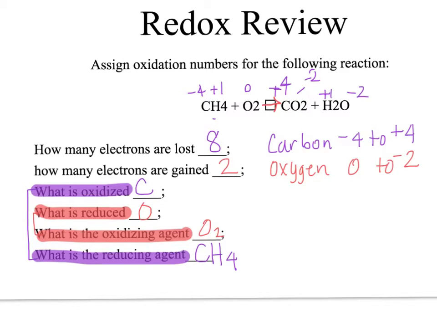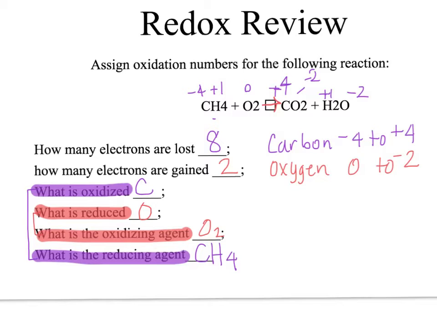So since carbon lost electrons, it is oxidized, and whatever is oxidized is the reducing agent because it causes the other thing to be reduced. But because carbon was in a compound, the entire compound, remember, is your reducing agent. So we would put CH4.